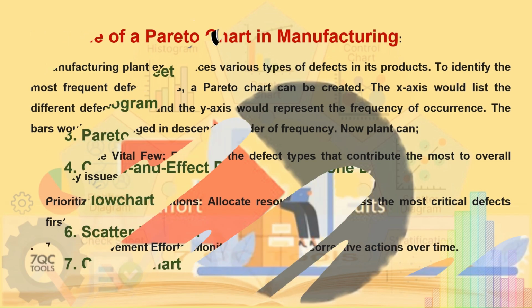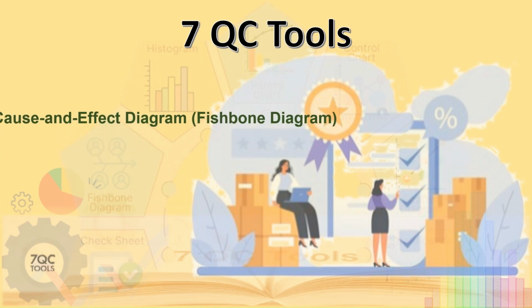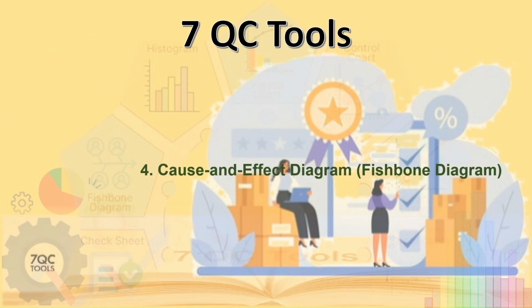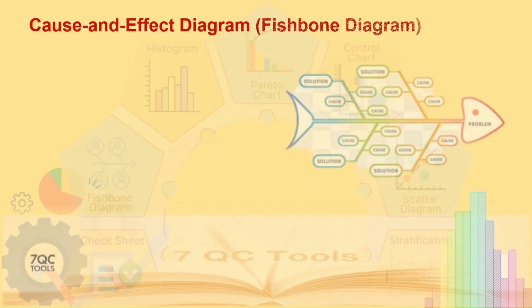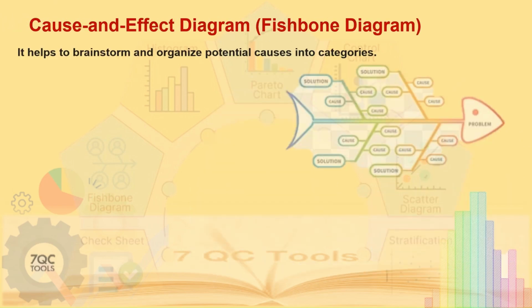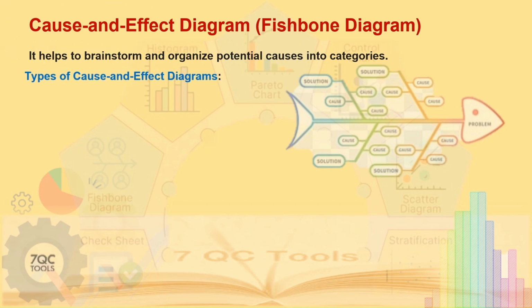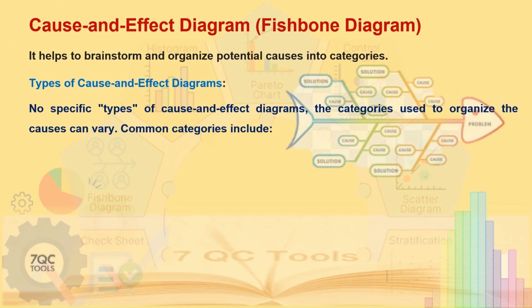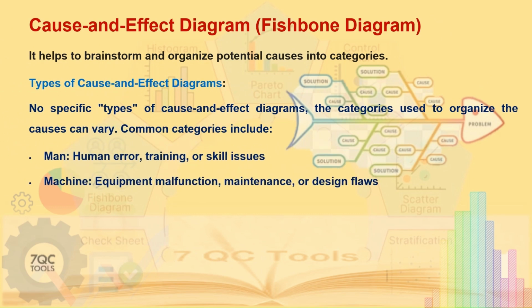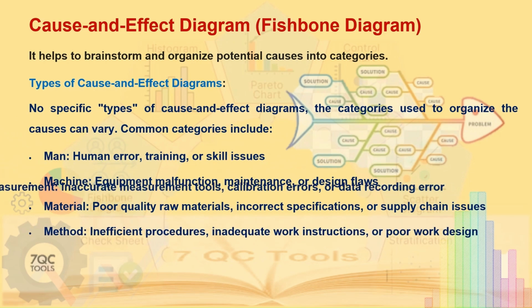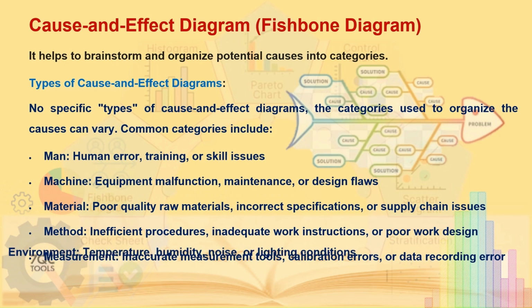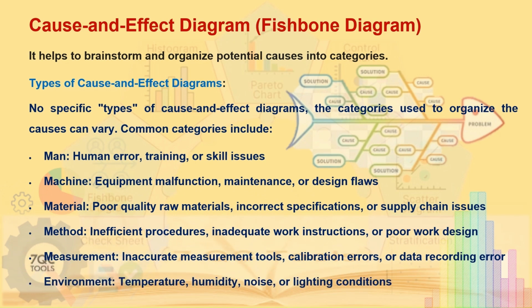improvements. Friends, cause and effect diagram is also known as fishbone diagram. This diagram helps to brainstorm to organize potential causes. This diagram looks like a fishbone and hence the name. Categories used to organize causes can vary, but most commonly used categories are man, machine, material, method, measurement, and environment. Main categories can be further divided into subcategories just like branches of a tree.